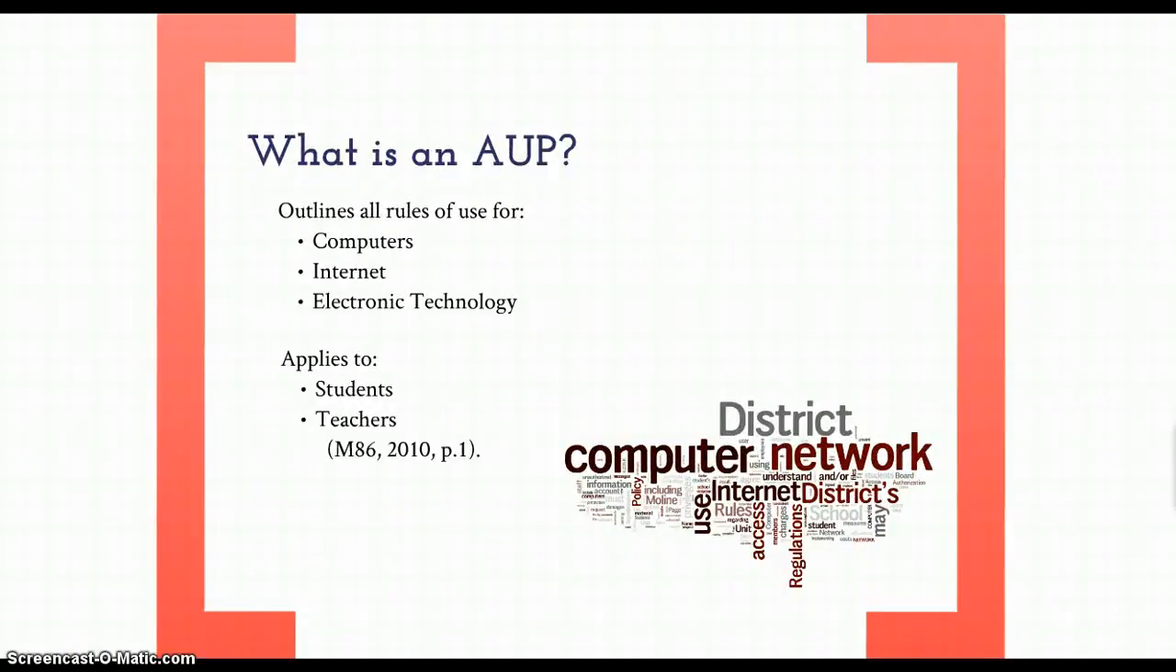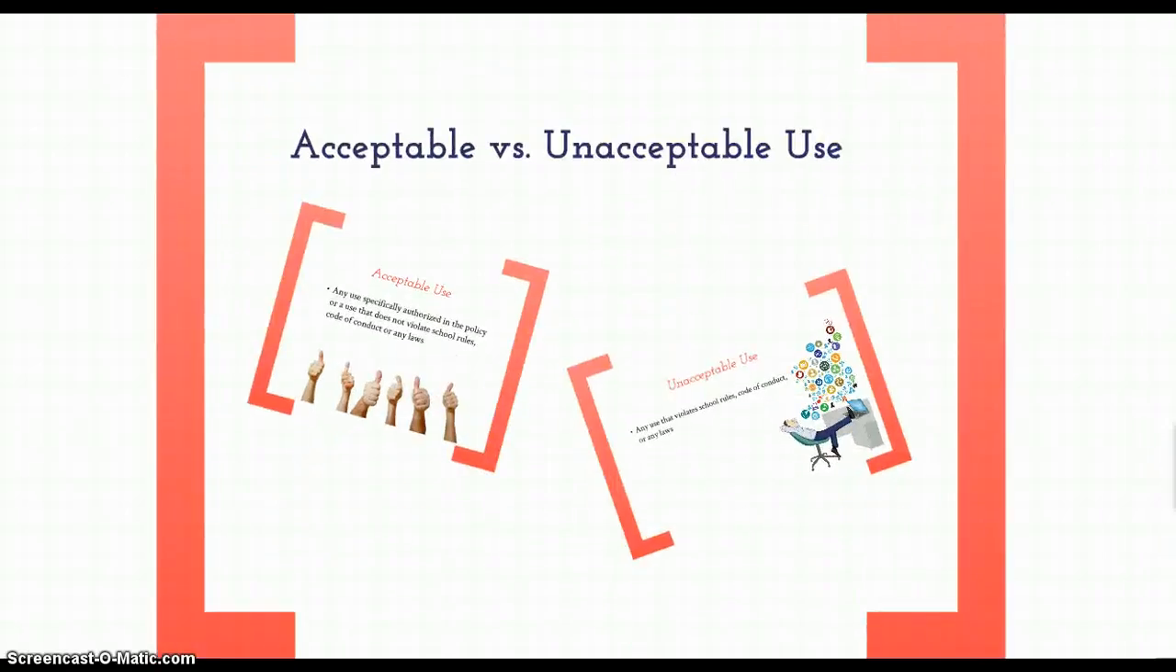So what exactly is an AUP? According to M86, an AUP is a written agreement signed by teachers, students, and their parents that outlines the terms and conditions of internet use, rules of online behavior, access privileges, and penalties for violations of the policy. Although acceptable and unacceptable uses can vary from policy to policy, there is a general guideline.